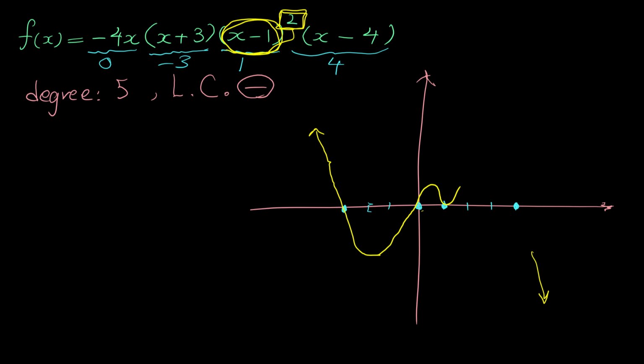Now we have to continue. We know that we have to pass through this point as well. And at the end, we have to go this way. So now you should be able to graph the other part of the polynomial. So this is the graph of our polynomial. Something like this. And maybe you wonder how much we have to go up.